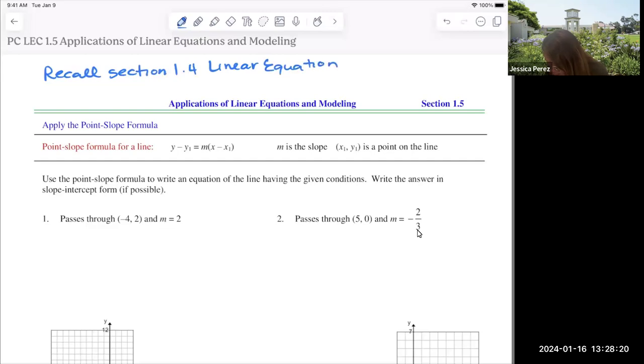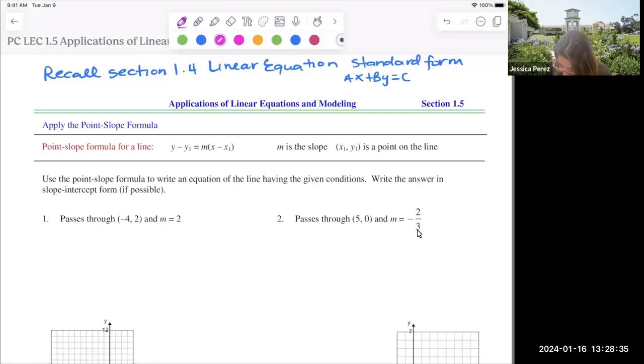And we discussed two different forms. We talked about the standard form. Let's just review, which is ax plus by equals c, where a and b are non-zero. We also talked about the slope-intercept form, which also represents a line, y equals mx plus b, where m is your slope and b is your y-intercept. And in this section, we're going to be elaborating a little more on linear equations and how we do certain applications and modeling of these linear equations.